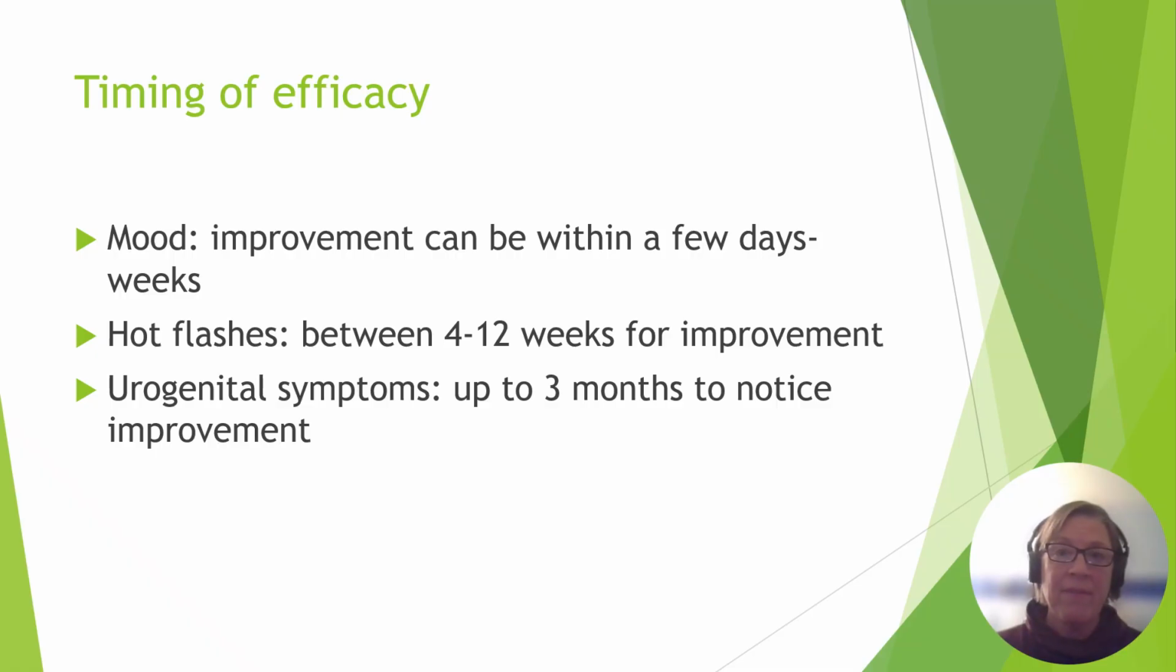The timing of efficacy: there's not a lot of research on the efficacy for mood, but from personal experience and speaking with my colleagues, it does seem like the mood improvement can be very rapid, within a few days to weeks. Hot flashes take a little bit longer, between 4 to 12 weeks to really notice an improvement, and the urogenital symptoms, it's up to about 3 months to notice improvement. And again, with systemic estrogen, you may also need to add a topical to help with the urogenital symptoms.